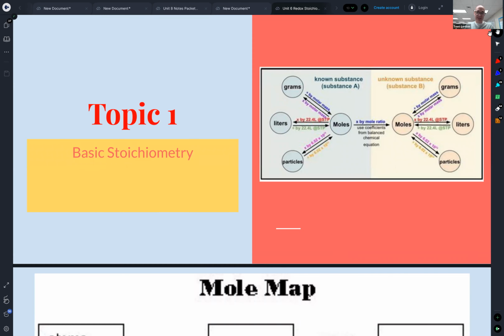When we get into this topic, it should look vaguely familiar to you, because if we just took one half of this image, what I'm hopeful you would see is that it's a mole map. And if we simply double the mole map, maybe we could see a path, the logic behind what we're trying to accomplish here.